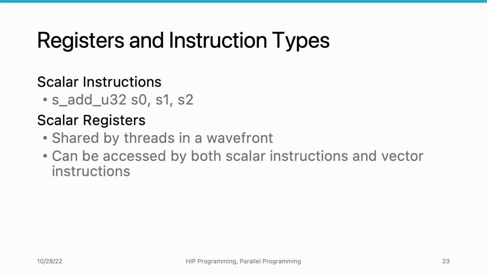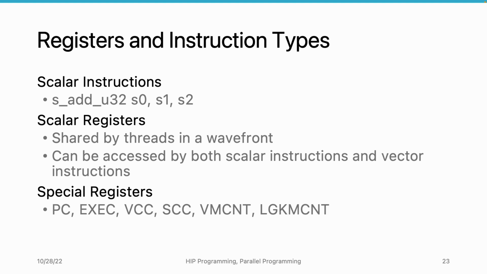These scalar registers can be accessed by both scalar instructions and the vector instructions as we introduced before. There are also some special registers. Those are also considered scalar registers. For example, we have the program counter, execution mask, VCC, SCC, vmcnt, lgkmcnt. We will introduce the purpose of these registers later.